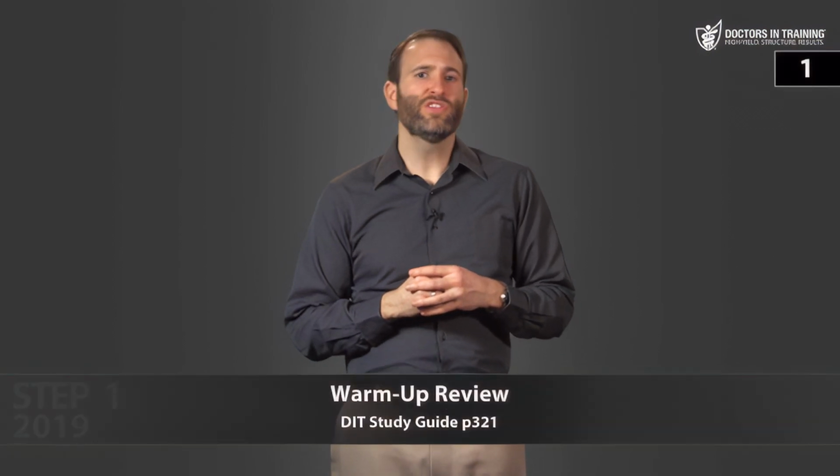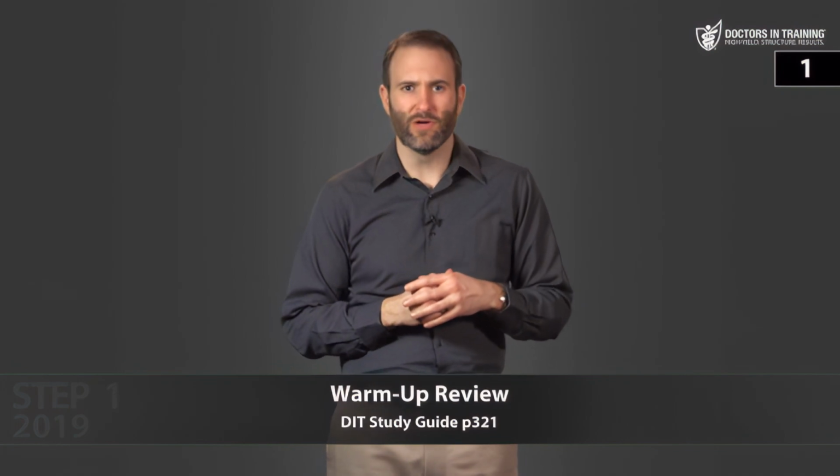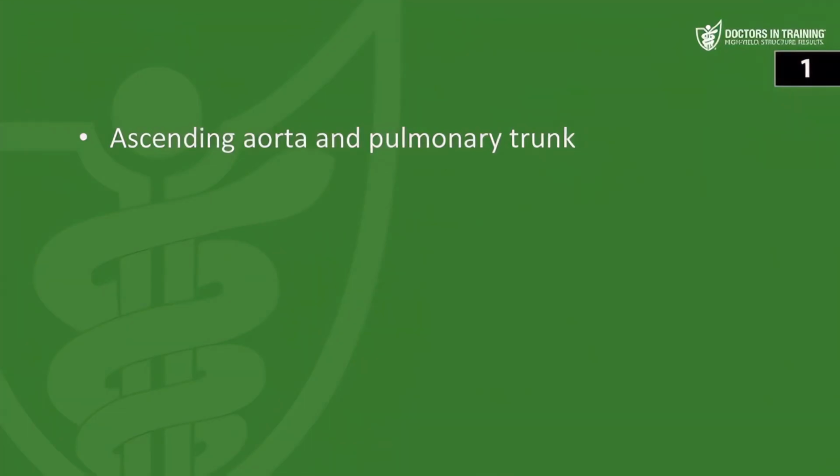It's time for another 3-question warm-up. Let's get going. First question here, which embryologic structure of the heart gives rise to each of the following adult structures? So first we have the ascending aorta and the pulmonary trunk.